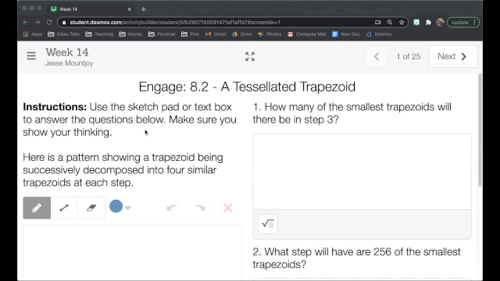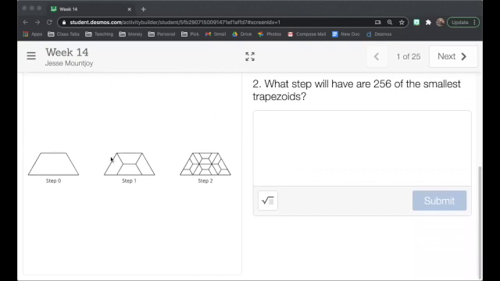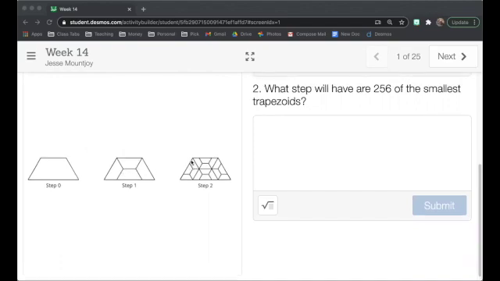The first thing I want you to do is read through the Engage 8.2, a tessellated trapezoid, and answer these two questions using the sketchpad or the text box. You can see that there's a pattern here starting on step 0, step 1, step 2 of these different shapes and how they're changing.